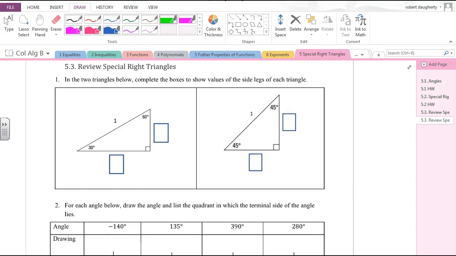This is the review, 5.3 special right triangles, okay? So the big point of this whole unit is drawing angles, angles in different quadrants, and the special right triangles, two special right triangles.